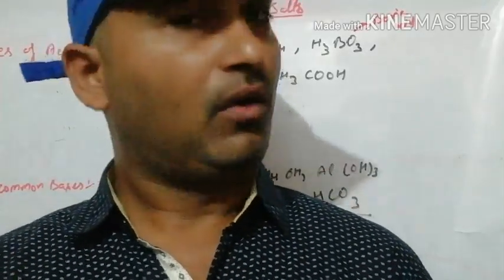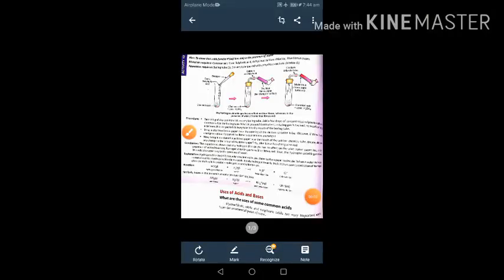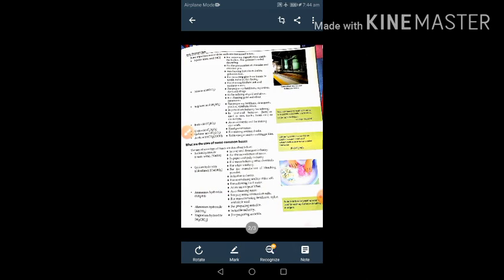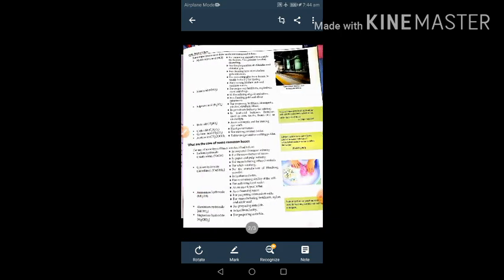Now all of you see the usage of acids and bases. Class, now see the uses of acids. Hydrochloric acid, nitric acid, and sulfuric acid. These three acids are very important from the commercial point of view. Now you see hydrochloric acid. First you see the uses of hydrochloric acid.